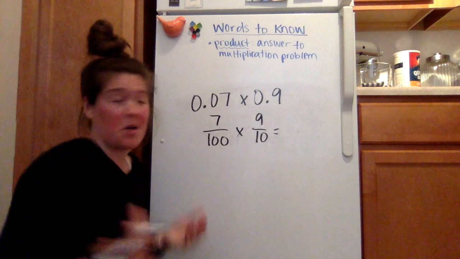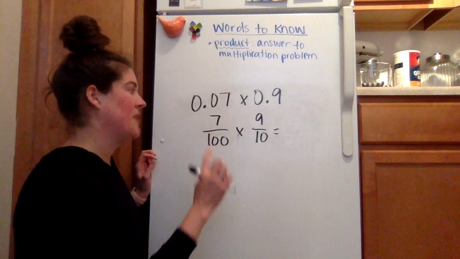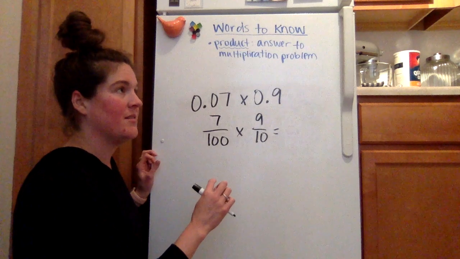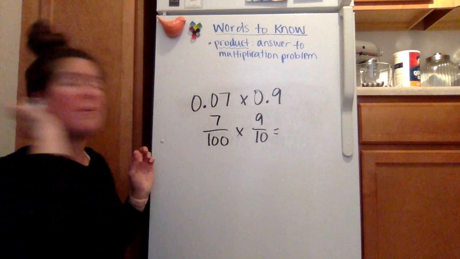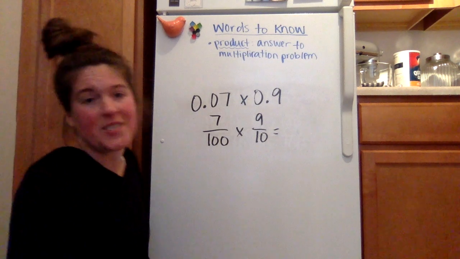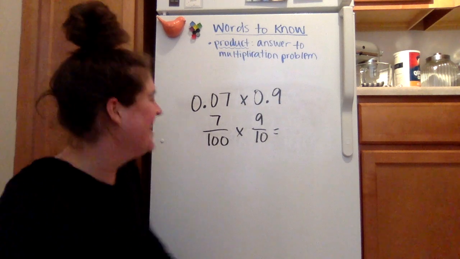Multiply straight across. What is 7 times 9? Anybody? Just kidding. Just trying to make myself laugh, you know?